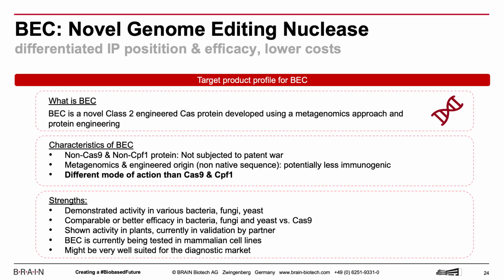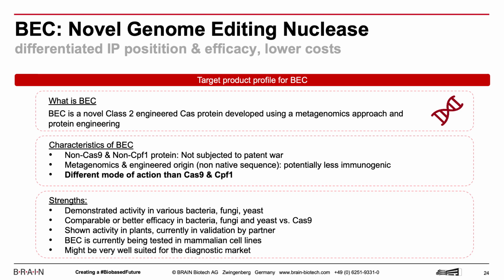What is the BRAIN engineered Cas protein? The BRAIN engineered Cas protein is a novel class 2 engineered Cas protein developed using a metagenomics approach and a protein engineering approach on top of this. It is a non-Cas9 and non-Cpf1 protein, so it is not affected by the ongoing patent war. It was designed by metagenomics and engineering, so it has no native origin, so you will not be able to find this protein anywhere in nature, and therefore it should be less immunogenic compared to the classical genome editing tools.